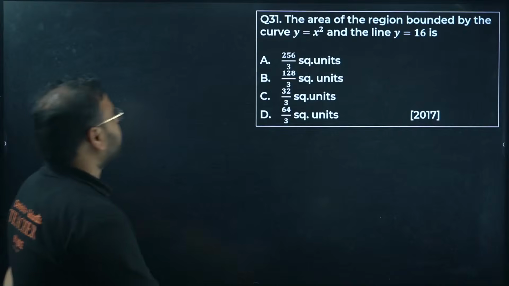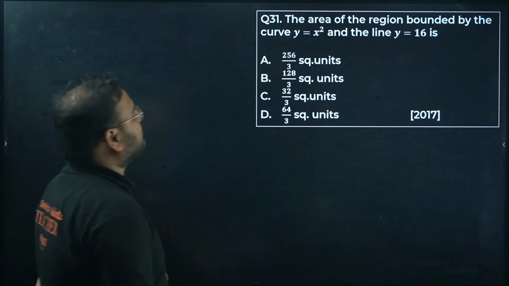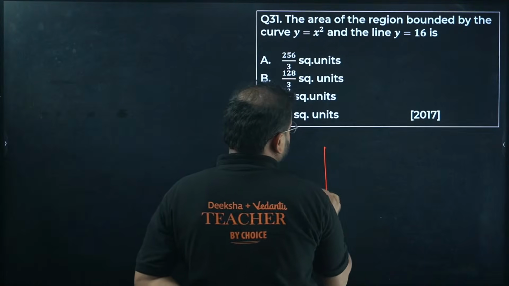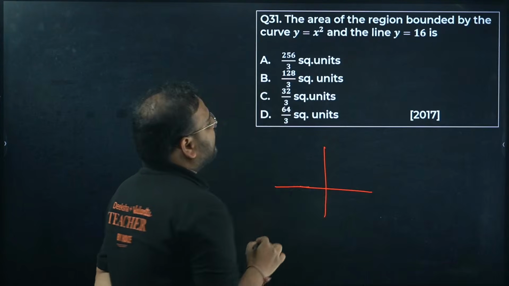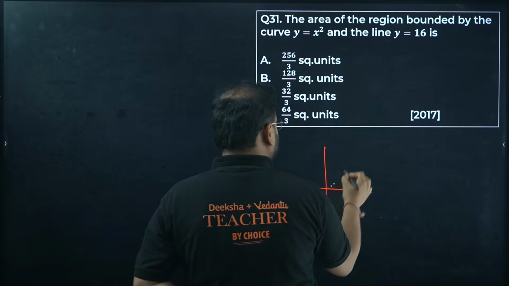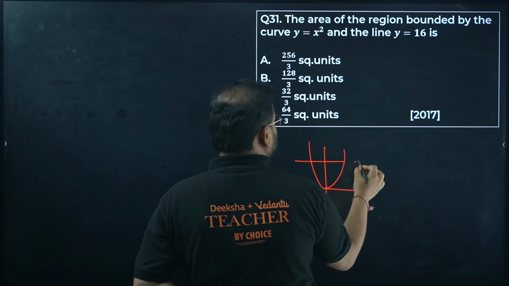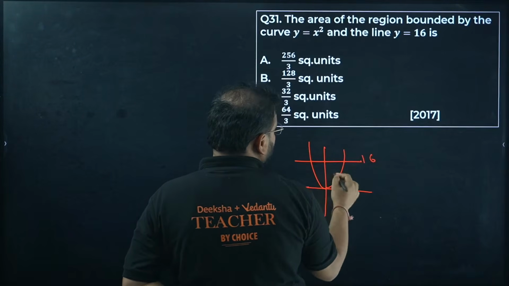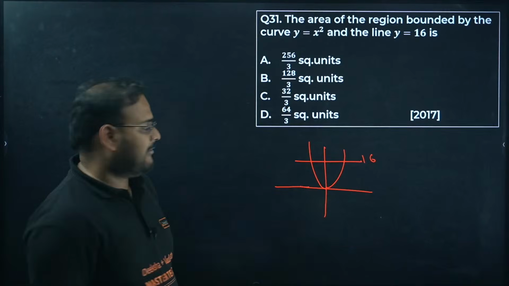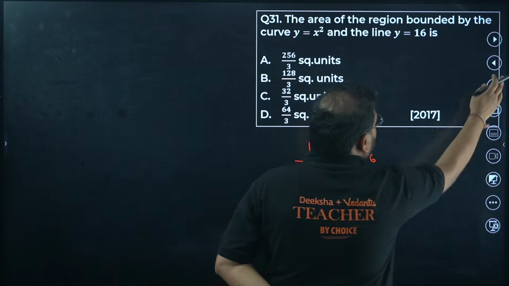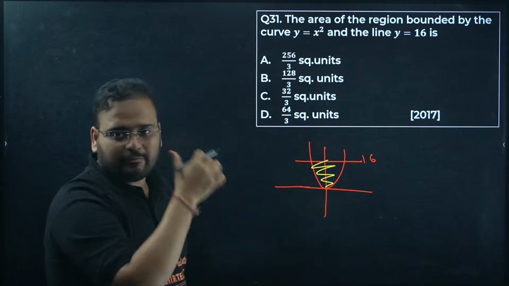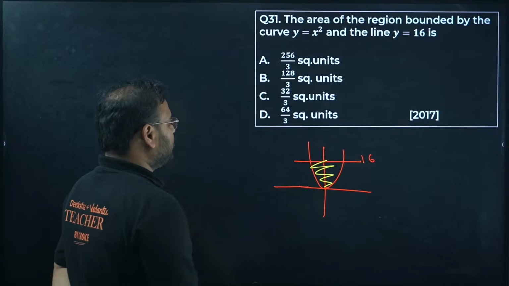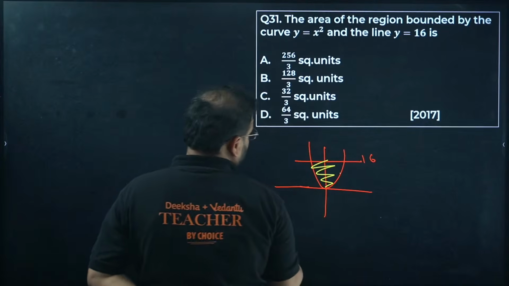Good? Okay. The area of the region bounded by the curve. This is a simple question. It is symmetric about the y-axis. 16 is over here. So find one of the areas and multiply by 2. This whole thing is my required region. You can find one side and then multiply by 2. So basically you can go like this.